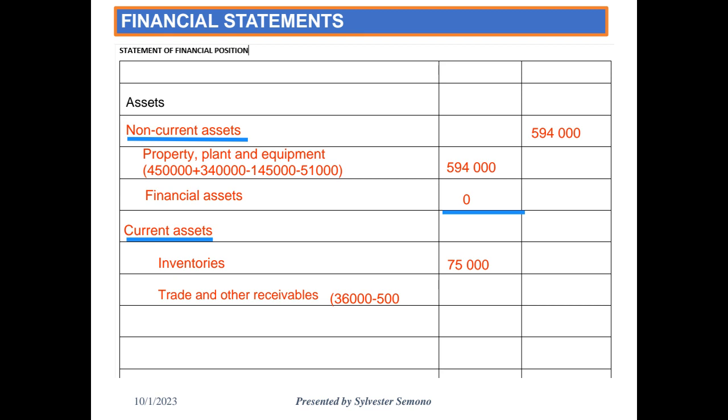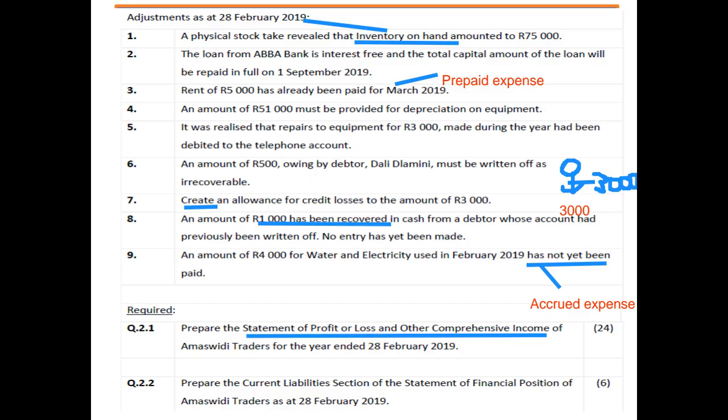The next thing that I must check, do I have any allowances for credit losses from the list first? From the balances, do you have any allowances for credit losses? No, we don't have. Let's go to the adjustments. Did we create a new allowance for credit losses? Yes, study it carefully. Did we create any allowance for credit losses? Yes, seven. How much? Create an allowance for credit losses of 3,000. We must minus that. Can you see now?